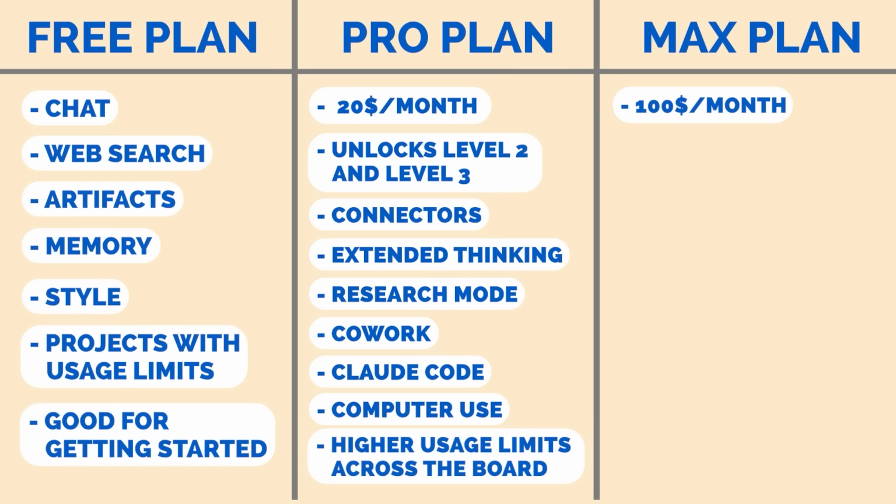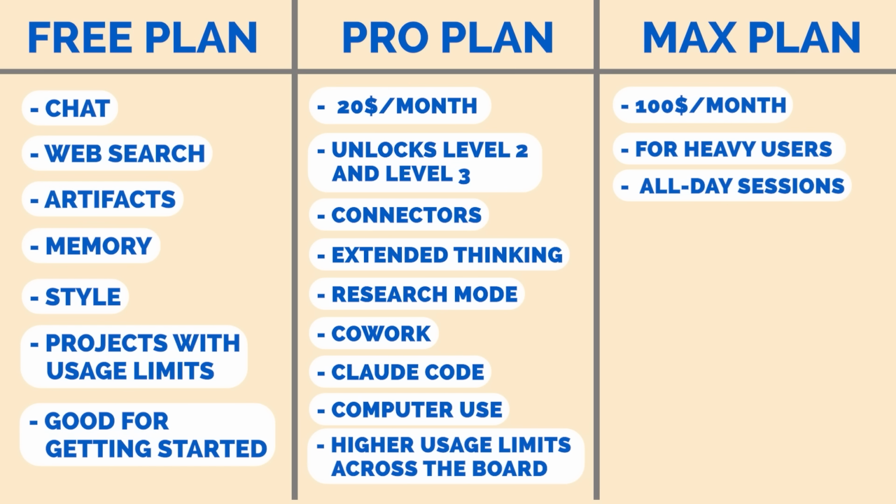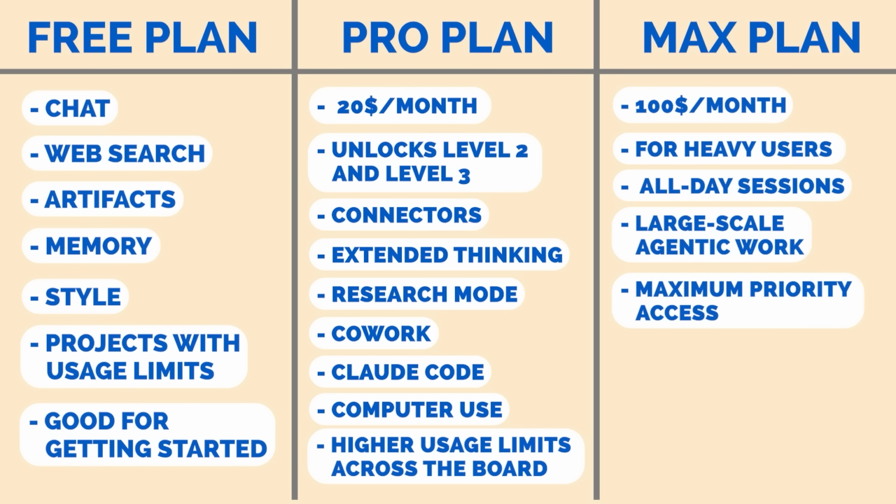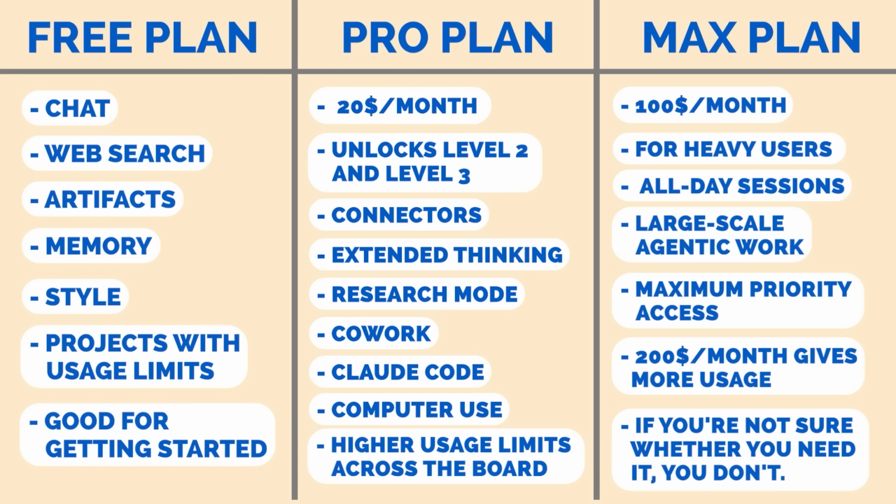The max plan starts at $100 per month. This is for heavy users. If you're doing all-day sessions, large-scale agentic work, and you need maximum priority access, you can also go up to $200 a month, which gives you even more usage. If you're not sure whether you need it, you probably don't. My take is start with free and then see if you start hitting those limits. Then you can consider going to Pro at $20 per month.